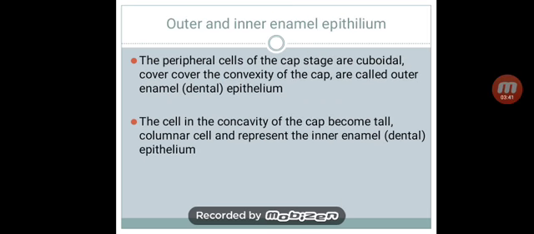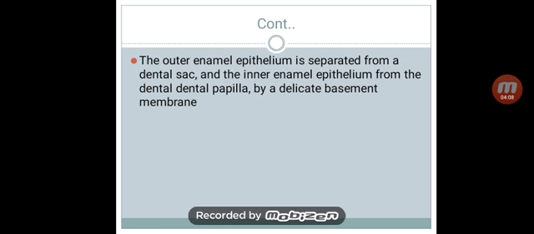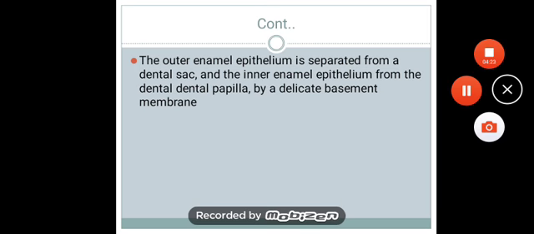Now let me clear the concept of outer and inner enamel epithelium. The peripheral cells of the cap stage are cuboidal, cover the convexity of this cap, and are called outer enamel epithelium. The cells in the concavity of the cap become tall columnar cells and represent the inner enamel epithelium. Now the outer enamel epithelium is separated from the dental sac and the inner enamel epithelium from the dental papilla by the delicate basement membrane. Means they are separated from each other by the basement membrane. It is the boundary line.